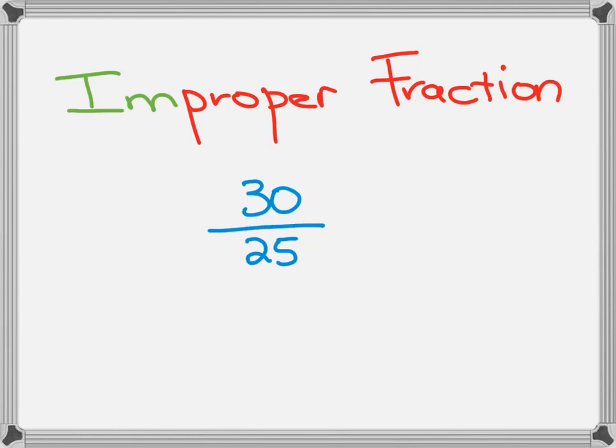This means that more than one is used. There's one piece cut into 25, but we actually use 30. That means there's another fraction involved. But don't worry about that. We'll get to that as we learn about improper fractions. Just know, with an improper fraction, the numerator is bigger than the denominator.